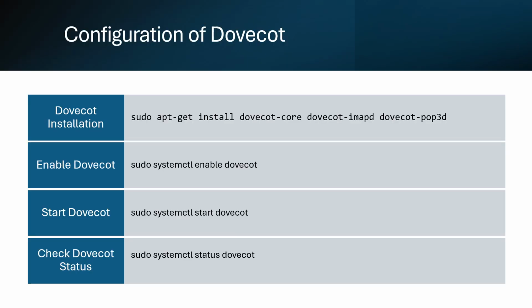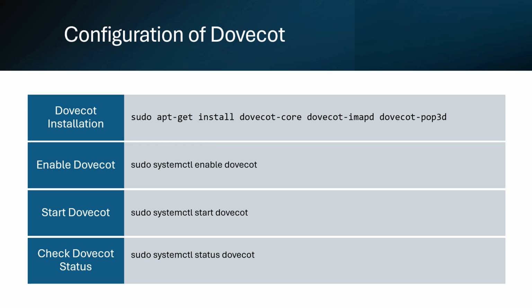Next, we'll be talking about Dovecot. So, Dovecot is an open source IMAP and POP3 mail server for Linux. And the first thing you're going to do is install it. To do that, you can use the command shown to the side: sudo apt-get install dovecot-core dovecot-imapd dovecot-pop3d. So this installs the core Dovecot package along with POP3 support.